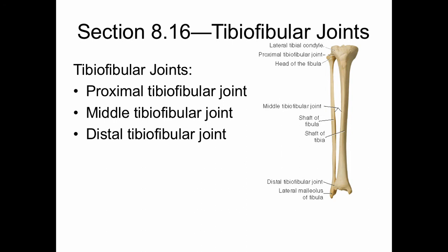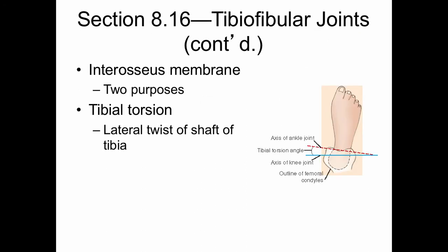relative to the tibia. The interosseous membrane that unites the shafts of the tibia and fibula allows the joined bones to grip the talus of the ankle joint between them, making the middle tibiofibular joint vital to the stability of the ankle. It also transfers the forces of the muscles pulling on the fibula to the tibia, moving the leg at the knee joint.